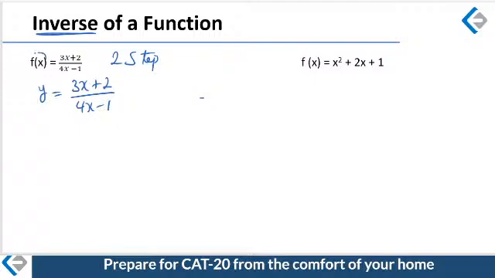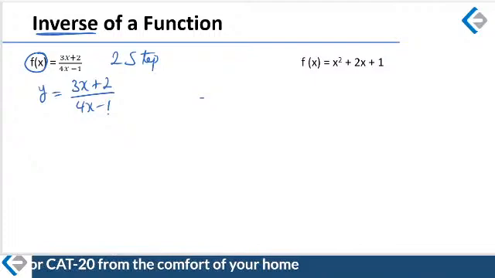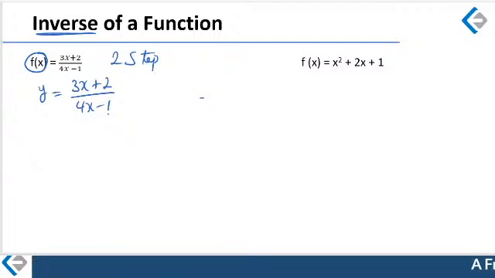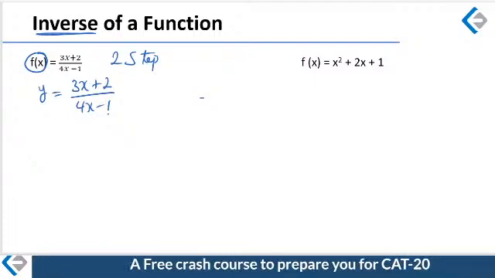All right, now f of x is nothing but y only, right? I already told you in the beginning of the lecture, f of x is nothing but y. It's an explicit function, y expressed in terms of x. Technically, that's what we are trying to say. y is equal to 3x plus 2 divided by 4x minus 1. What is step one? What do I need to do?